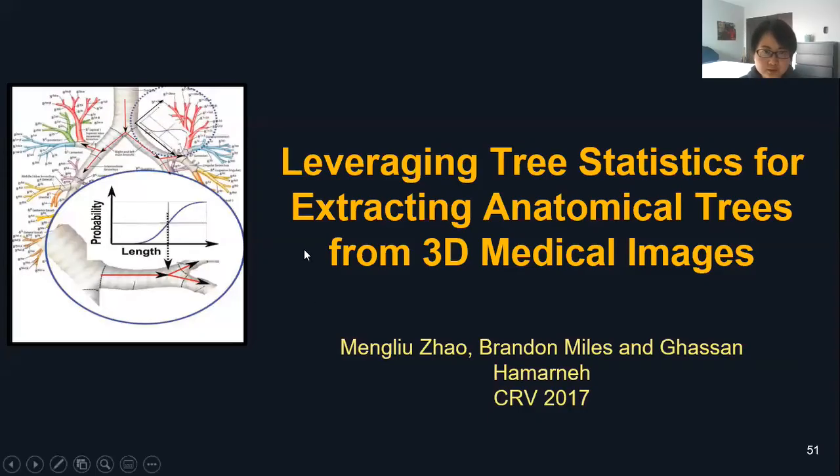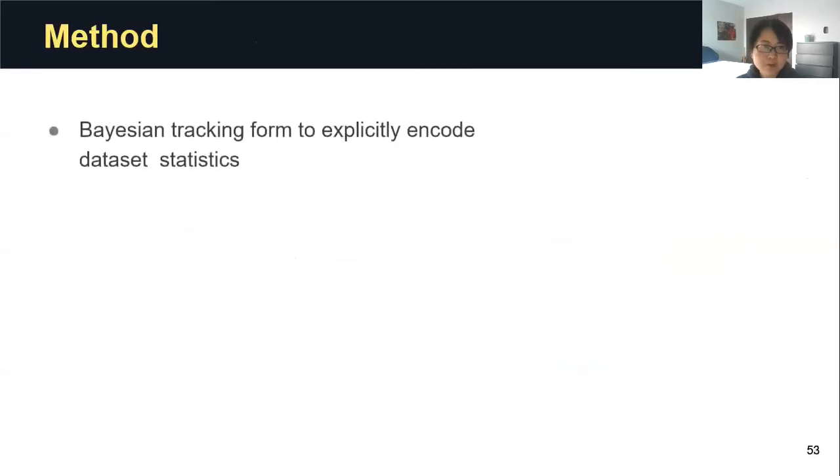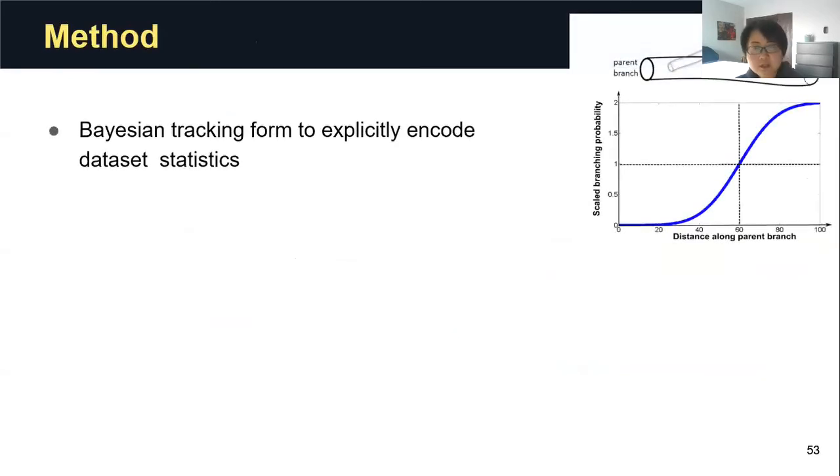The next contribution is leveraging tree statistics for extracting anatomical trees from 3D medical images. We have three contributions in this work. It's the first method that incorporates topological prior as well as geometrical statistics for anatomical trees into a tree tracking algorithm. We proposed a Bayesian-based tracking algorithm, and the final results have improved tracking accuracy and stability as well.